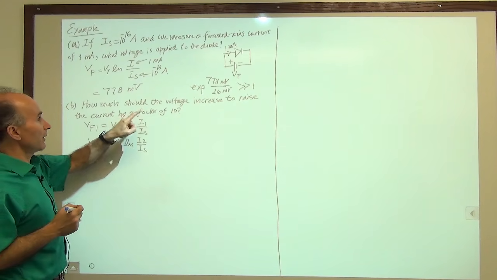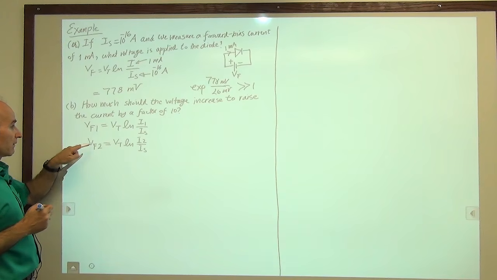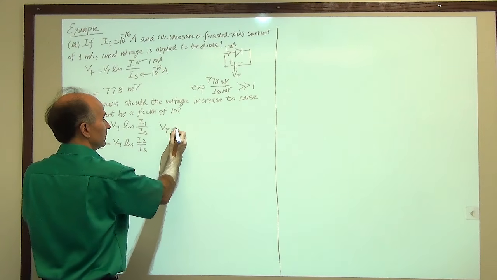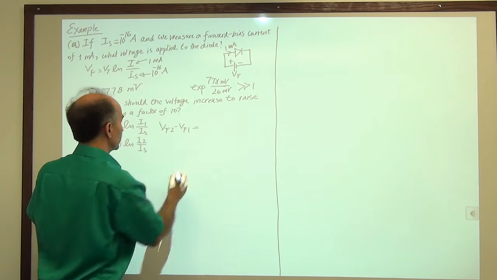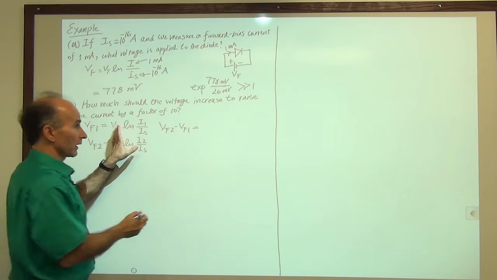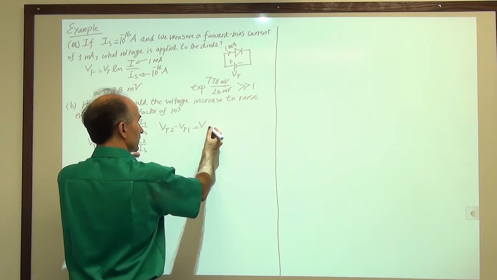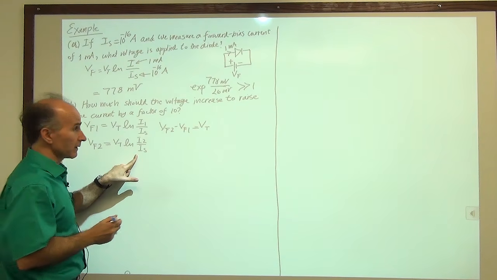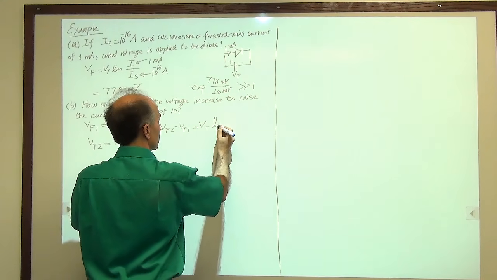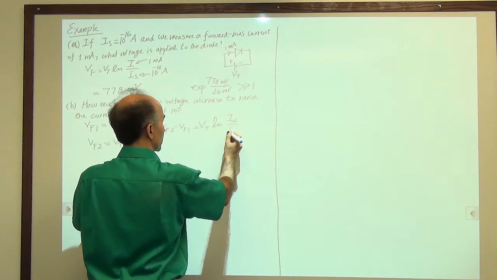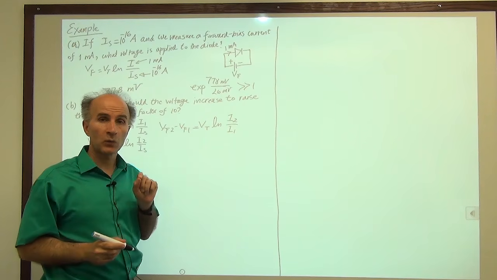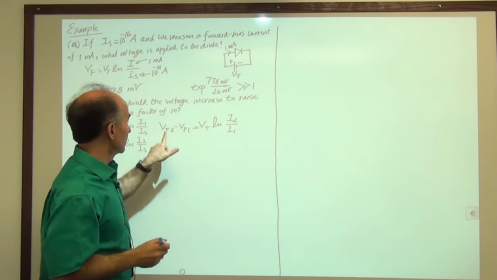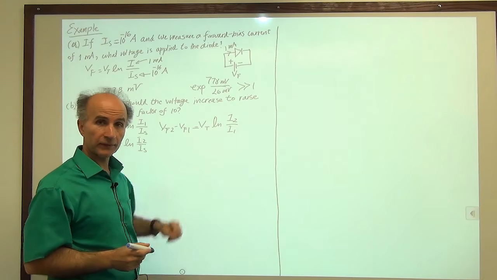Okay, so we're trying to see how much the voltage should increase. In other words, how much is VF2 minus VF1? Well, what we can see is that VF2 minus VF1 is equal to the difference between two logs times Vt. The difference between two logs is the log of the ratio. This IS cancels with this IS. So we end up with log of I2 over I1. So if I want to increase the current by a factor of 10, meaning this is 10, the voltage increase has to be Vt log of 10.